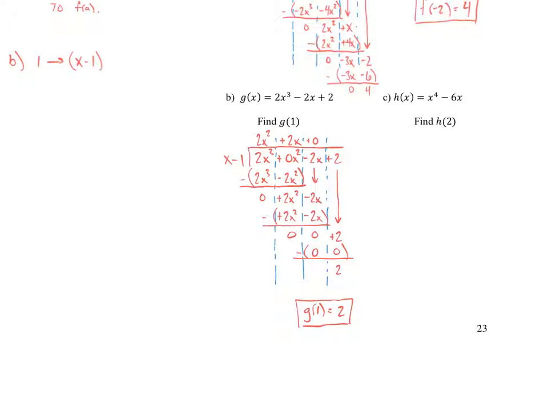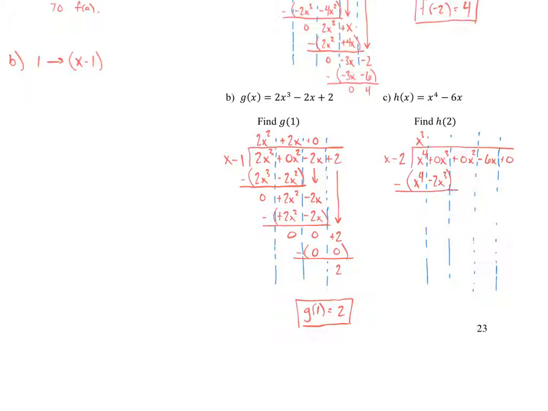Last one here, we'll do C. All right, x goes into x to the 4th, x cubed times. And notice that I did hold these places all with zeros. All right, that's pretty important. x cubed times x is x to the 4th. x cubed times negative 2 is negative 2x cubed. Subtracting. Get 0 here. We'll get a positive 2x cubed here. Bring down the plus 0x squared. All right, let's do it again, and again, and again.